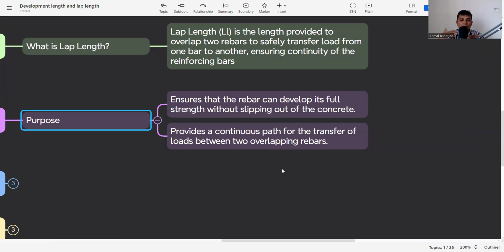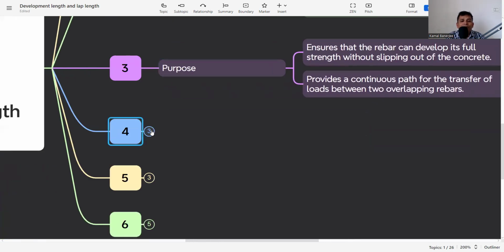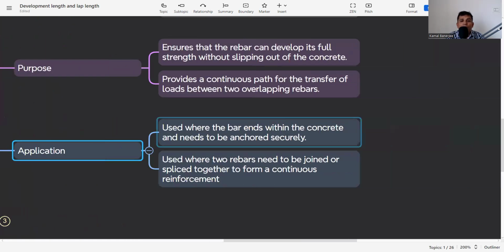That means it becomes a continuous path to transfer load from one bar to another bar. That is called the lap length purpose. Now, the next topic is the application, which we already discussed. It is used where the bar ends within the concrete and needs to anchor securely.